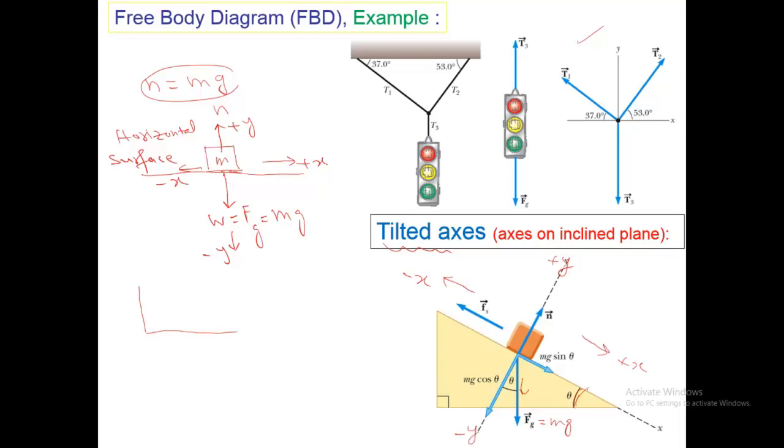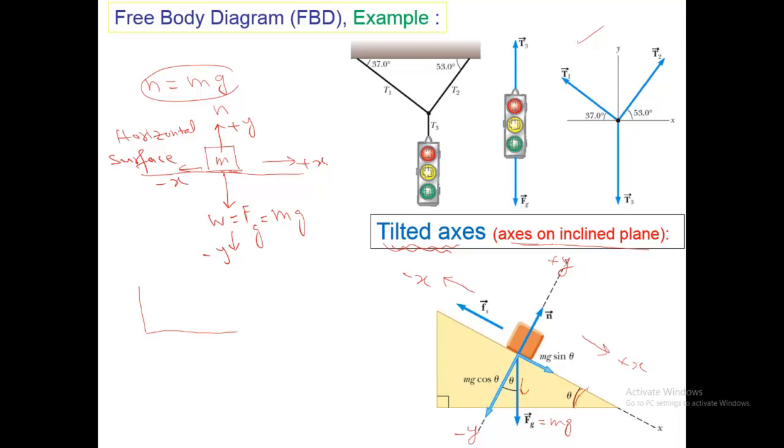Okay, again, when you are on the horizontal surface, it's clear you might have been using plus x, plus y, and minus y. But when the inclined surface is making some angle theta, so we call it an inclined plane, and the object is here, then we say this is minus x, this is plus x, plus y, minus y, and we call them tilted axis, axis on the inclined plane. So this surface is called inclined because it is making some angle theta with the horizontal.